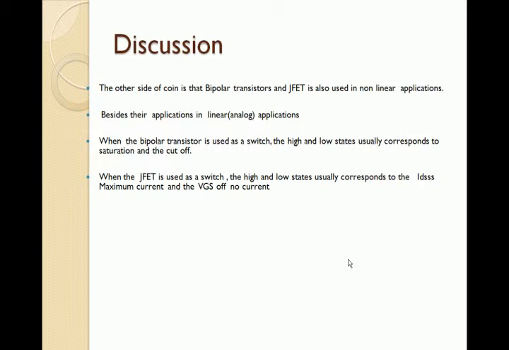to saturation and cutoff. So these two regions of the bipolar transistor or JFET are used for digital switching circuits because we need either the on state or the off state.